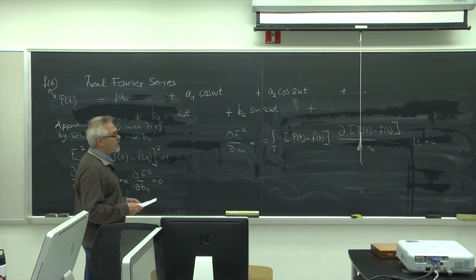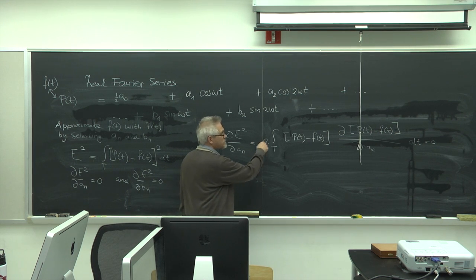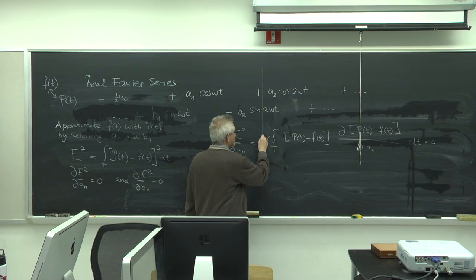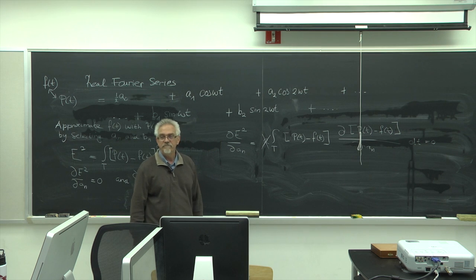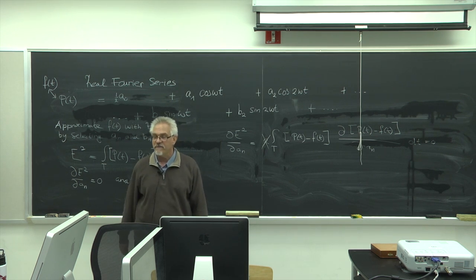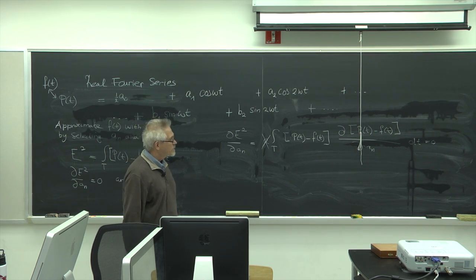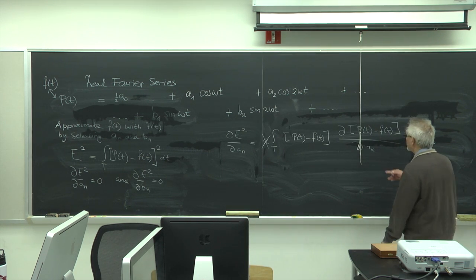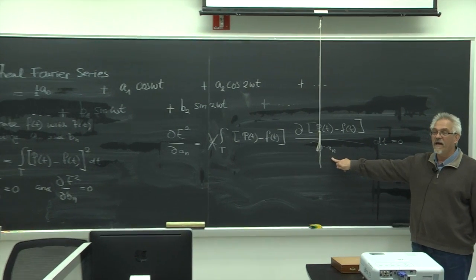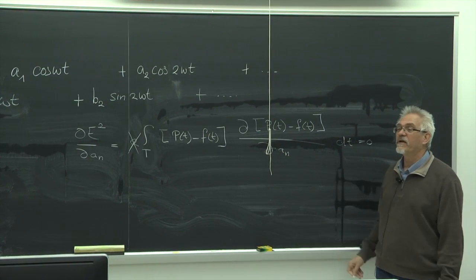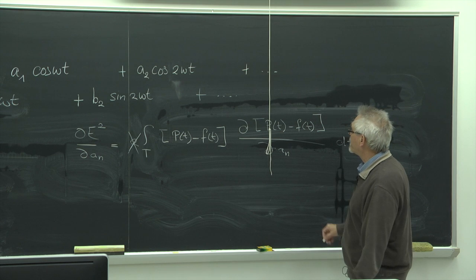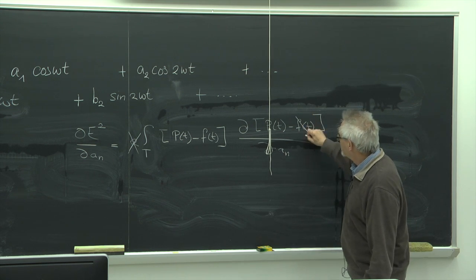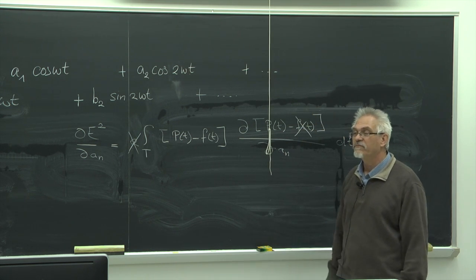There are a couple of things that I can do immediately. Since this is 2 times this thing is 0, I can get rid of my 2, isn't it? If 2 times something is 0, then I can get rid of the 2. And the other thing that I can immediately see is that the derivative of ft to an is also not going to exist because ft does not contain any coefficient an. So this part can be forgotten as well.